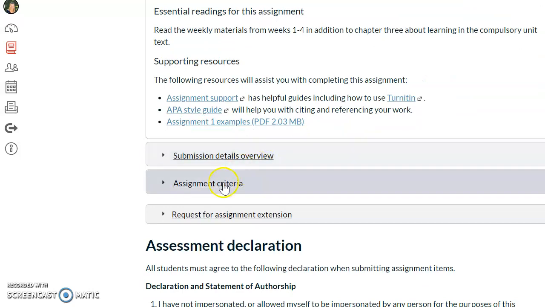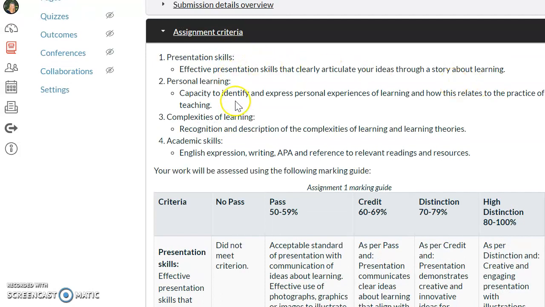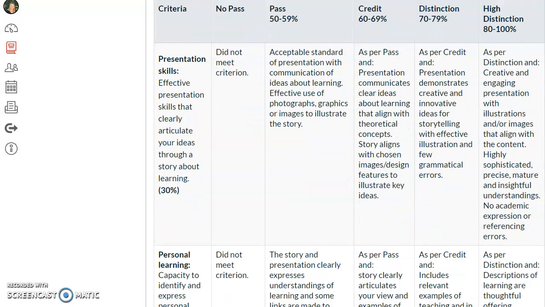Okay, let's have a quick look at our assignment criteria. So our assignment criteria, we have 4 here. I'm going to talk quickly through them. So presentation skills, number 1, effective presentation skills that clearly articulate your ideas through a story about learning. So for a pass, we're looking for an acceptable standard of presentation with communication of ideas about learning. You'll use effective use of photographs, graphics, or images to illustrate your story. And then you'll notice that our descriptors move up in complexity across the gradings.